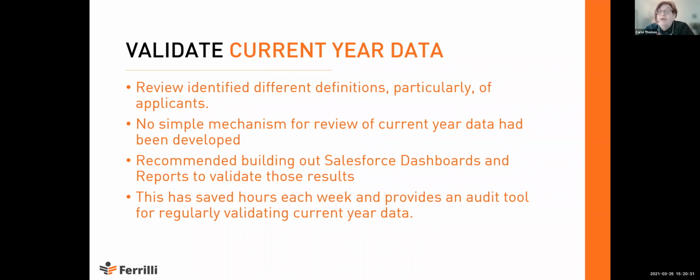So the first thing we set about doing was validating the current year data. We reviewed and identified different definitions that had been used, particularly of applicants. So reports that he was running were not balancing effectively. They weren't each displaying the same information. And that can happen depending on how you count different application statuses, depending on how you've implemented admissions in your Salesforce environment. In their case, they had an applicant status that indicated someone was an inquiry. So those were clearly not applicants.